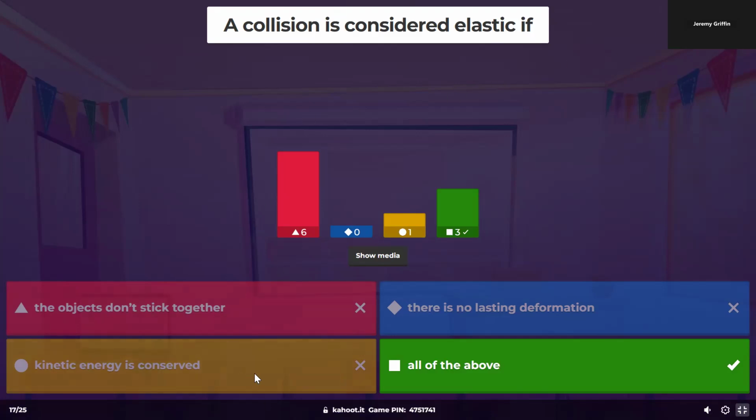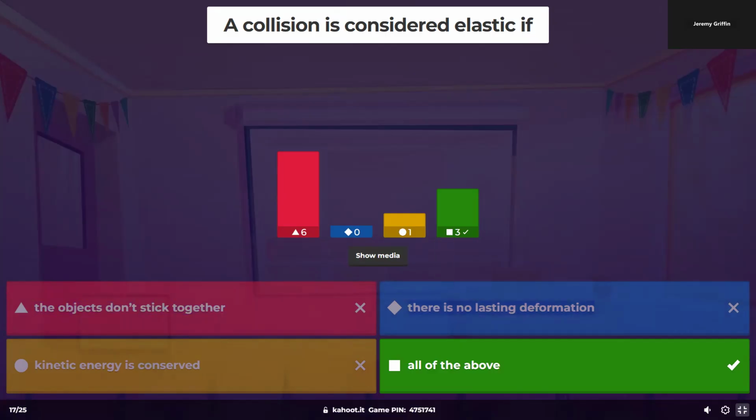Okay. Actually, if there's a single answer I do like the best, it's this gold answer. See what says kinetic energy is conserved? That like physics textbook is the marker for that. But these other statements are also true. So you guys know if two objects stick together, that would be definitely inelastic. And if they don't stick together, well, maybe it's elastic and bouncy. Also, no lasting deformation.